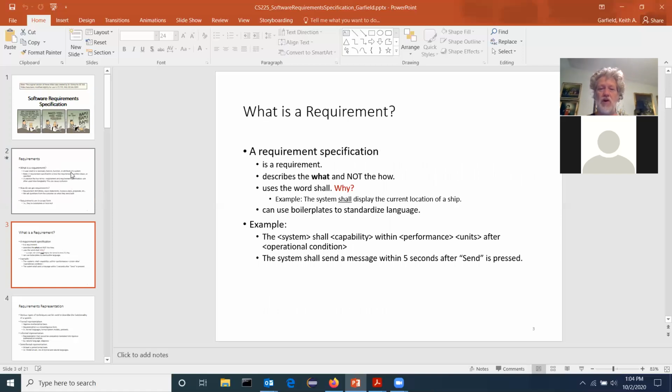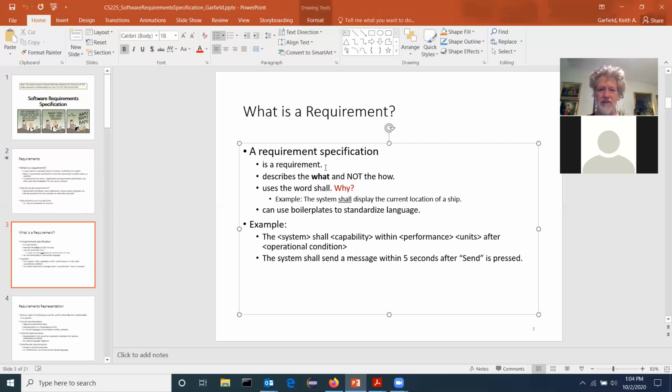Okay, so the requirement specification. A couple of things here. There's one missing that I should add. I'll just add it in here.